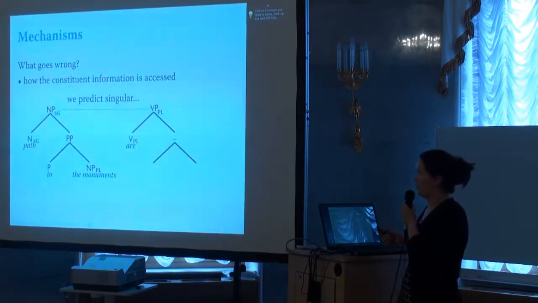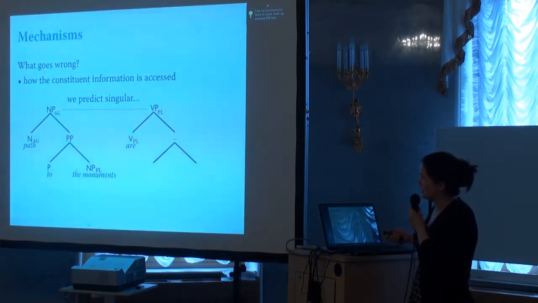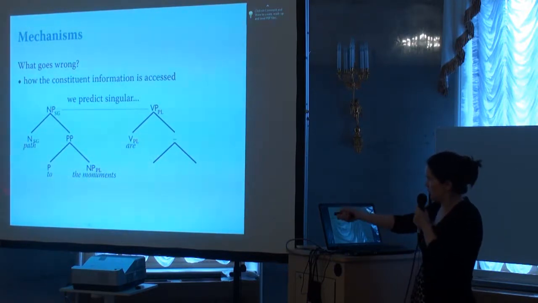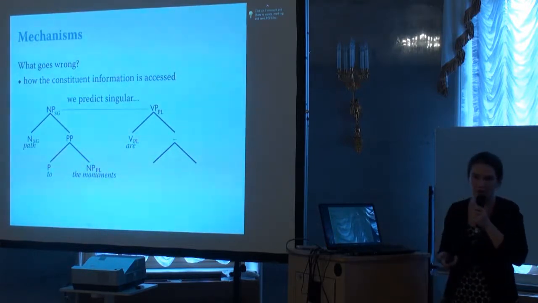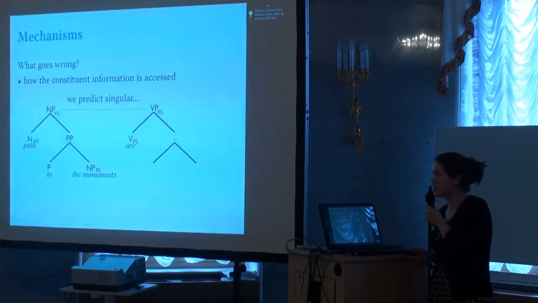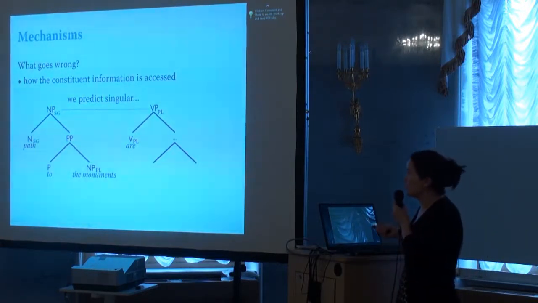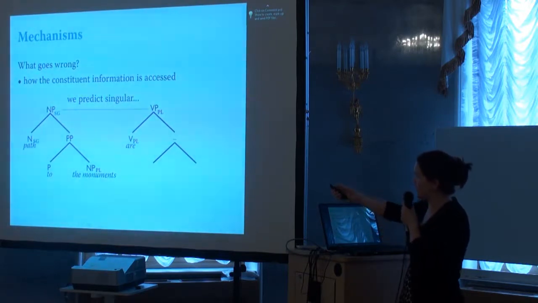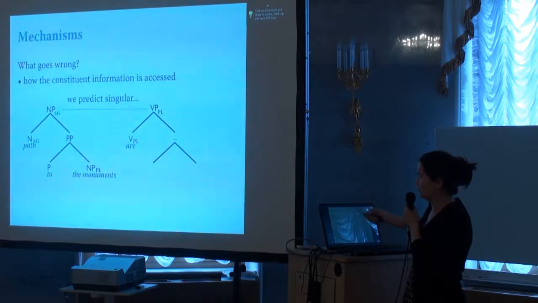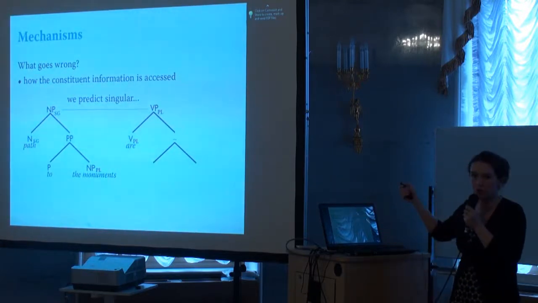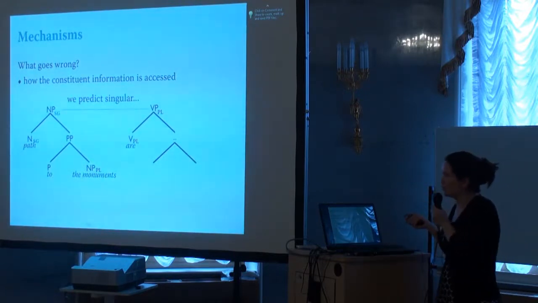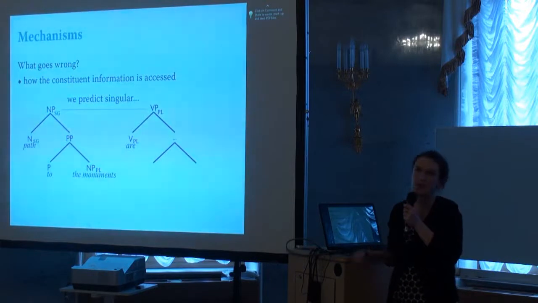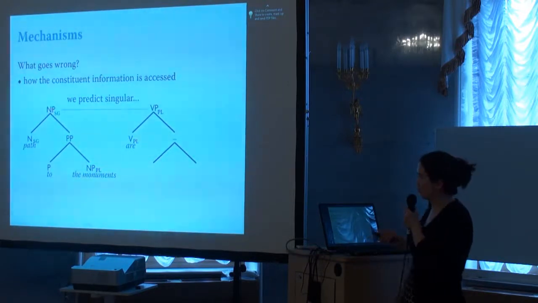A different point of view is that the subject noun phrase is always constructed correctly, both in production and in comprehension, but the mistake happens when we try to access information inside this subject noun phrase. So I will first show how this approach predicts mistakes in comprehension, and then we'll explain how it applies to production.